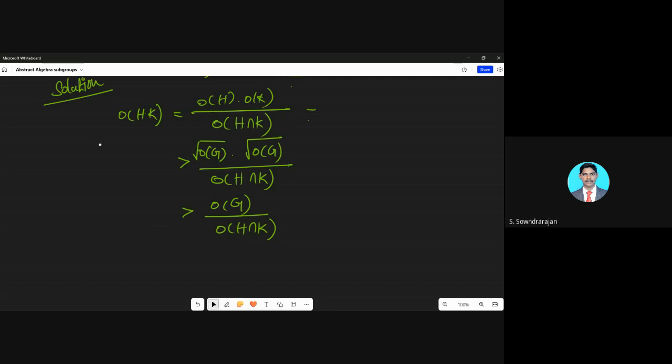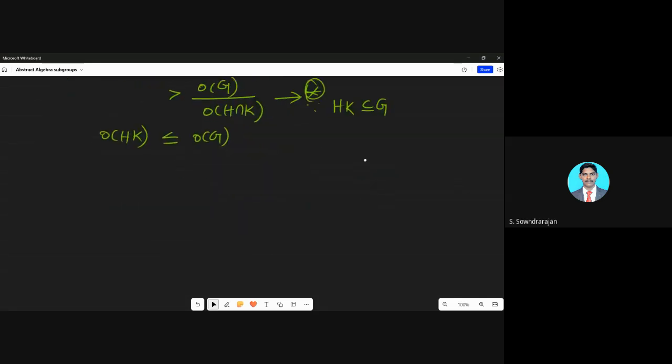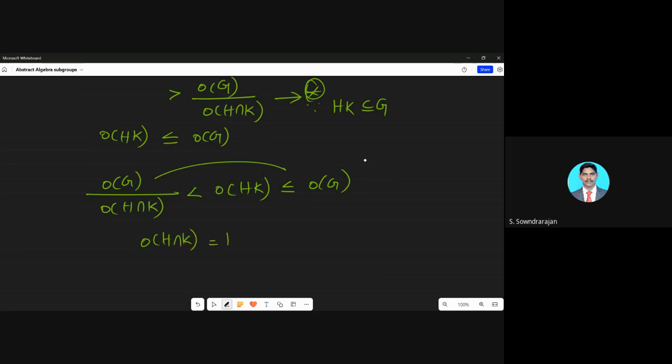So here we are getting order of HK. Here HK is a subgroup of G. Therefore, order of HK is less than or equal to order of G. So from this, we can rewrite it like this: order of G divided by order of H intersection K is less than order of HK, which is less than or equal to order of G. Combine this, and you will get order of H intersection K equal to 1. This is the answer. Right?